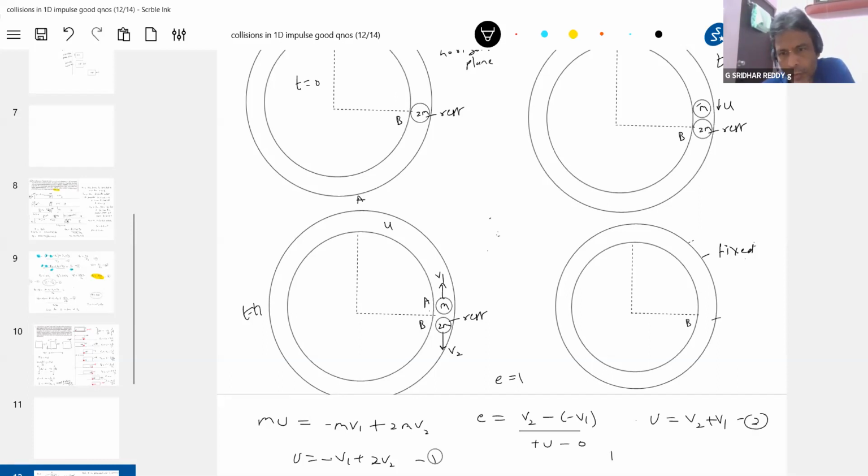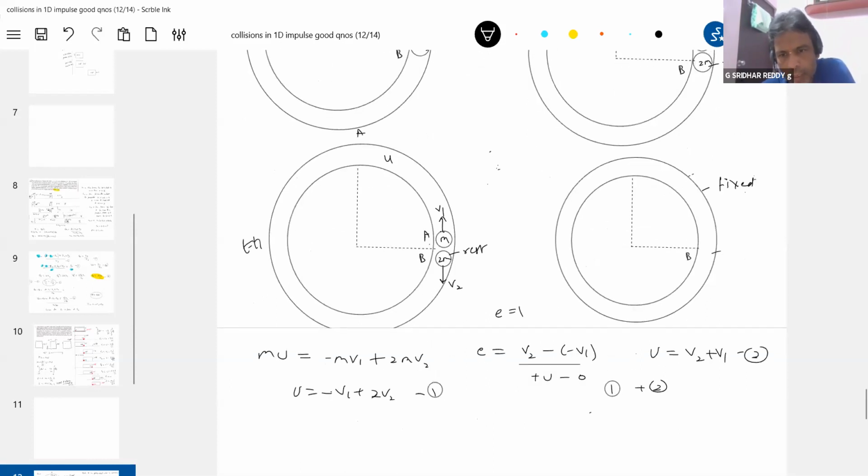So 1 plus 2. How much will I get? 2u is equal to 3V2. So V2 equals 2u by 3. How much will V1 be then? u by 3. So after collision, definitely, who will have more speed? This one will have more speed.